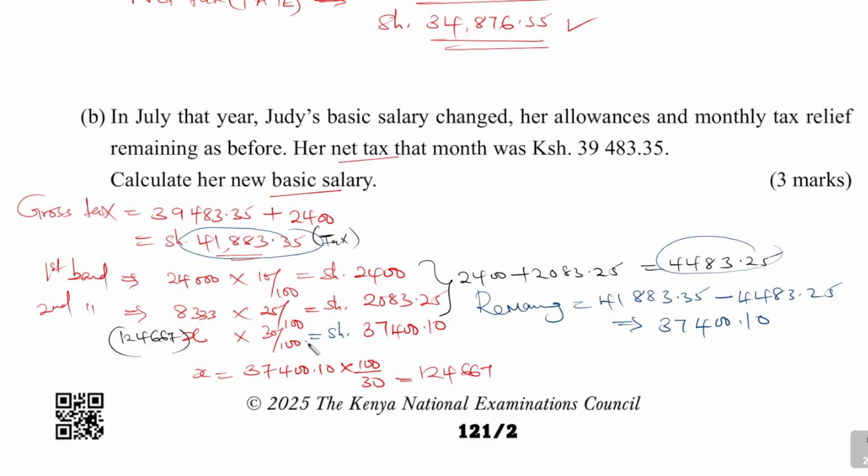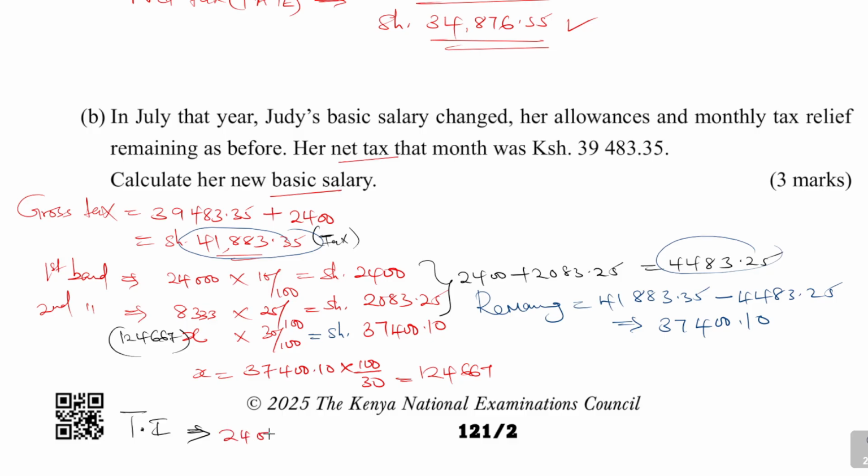124,667. This is the amount that was subjected to this tax in order to give this amount. Now that will help us get the basic salary, because with this information, with these three bands, we can get the taxable income. And how do you get the taxable income? The taxable income is represented by 24,000 plus 8333 plus 124,667.